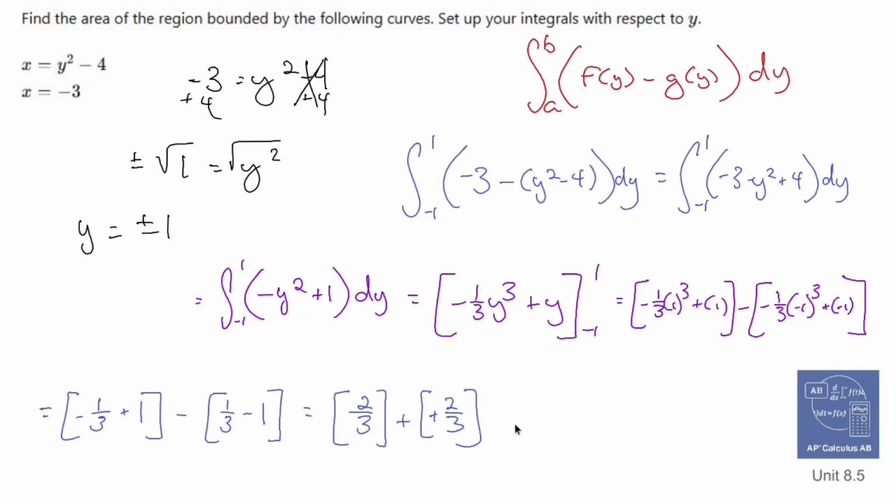So the double negative makes it a positive, and the whole thing becomes 4/3. So that is how you do it. So I chose correctly by assuming that negative 3 was the quote-unquote f of y higher one. But yeah, that's how you do it, and boy did we have fun.